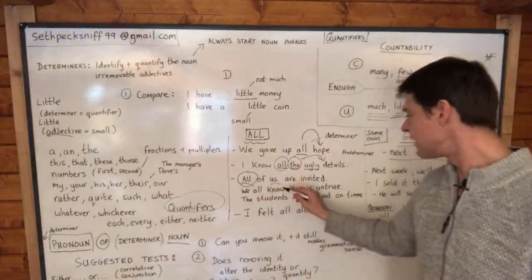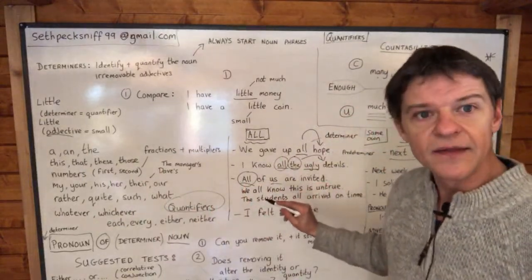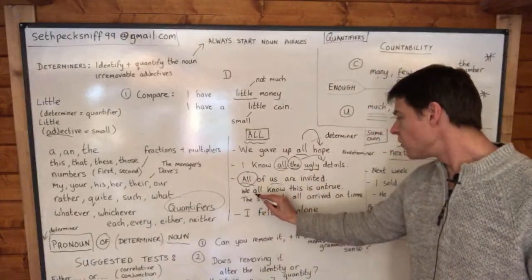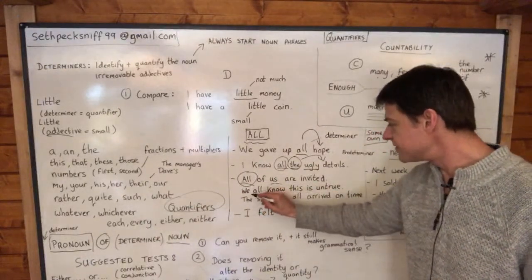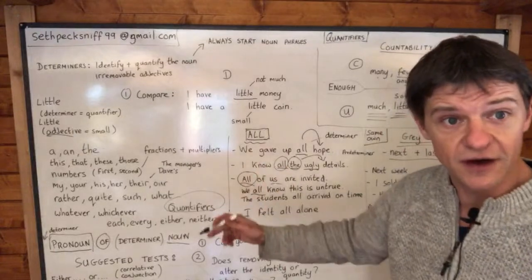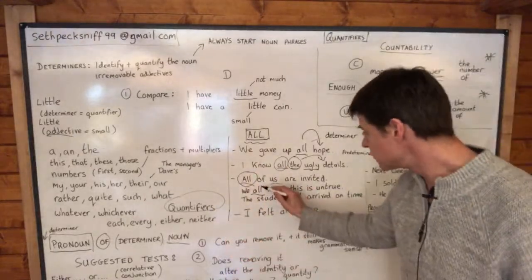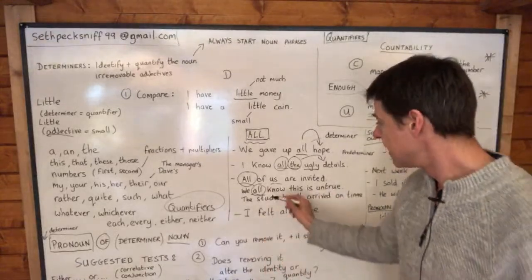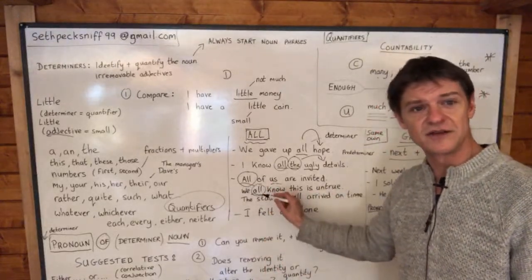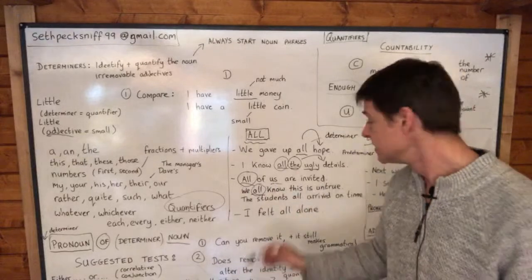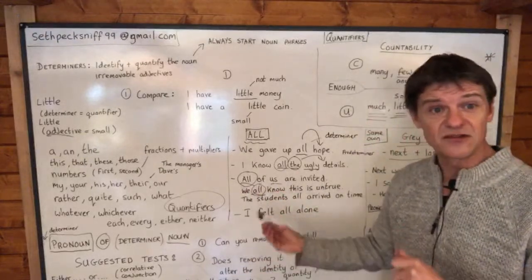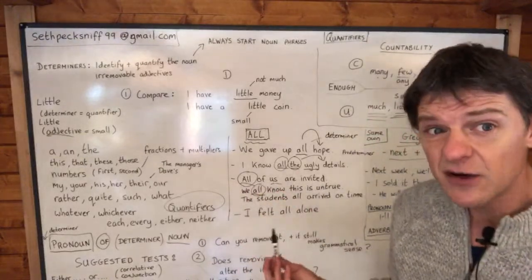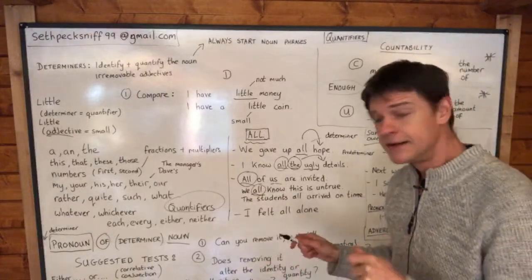Okay, so we've got all of us. In this one, it's a pronoun. And then we've got we all know this is untrue. Now, this is still a pronoun. All refers to the we. But I just wanted to put this one in as a different way we can see all being used as a pronoun. And the reason why I say it's different is because it comes after the subject that it renames. Yeah, we all. It's renaming we. It's kind of a type of apposition for that reason.